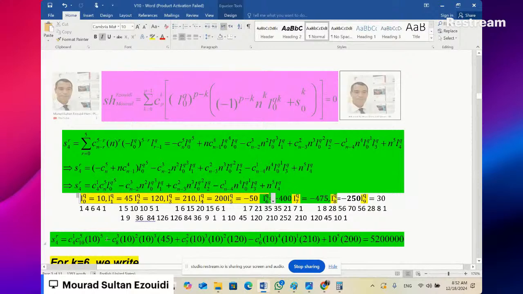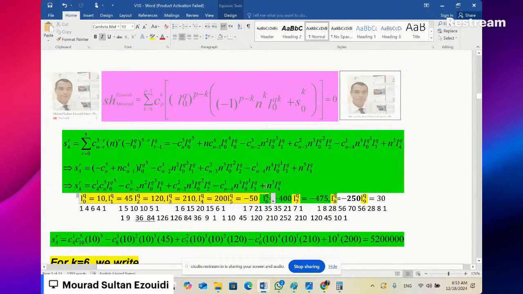I will make the substitution. Combination 4 choose 1 times combination n choose 5, then n is 10, times L0 of order q raised to the power 5, minus combination n minus 2 choose 3 times n squared L0 of order q raised to the power 3 times L1 of order q, plus combination n minus 3 choose 2 n cubed L0 of order q squared times L2, minus combination n minus 4 choose 1 n raised to the power 4 times L0 of order q times L3 of order q, plus n raised to the power 5 times L4 of order q.